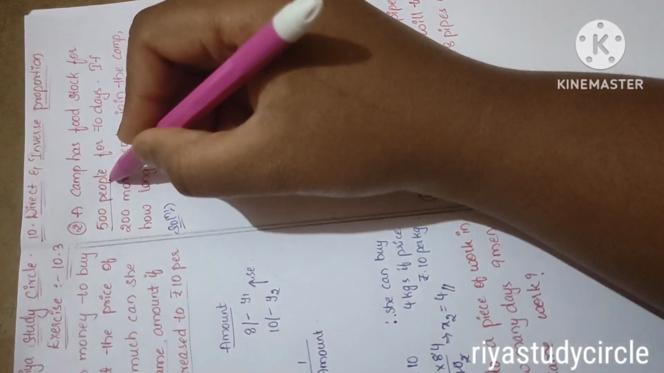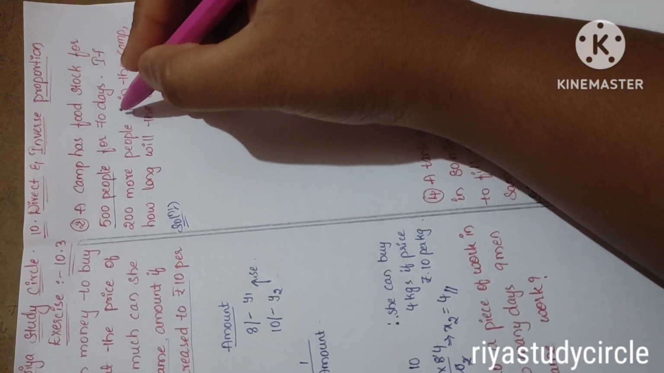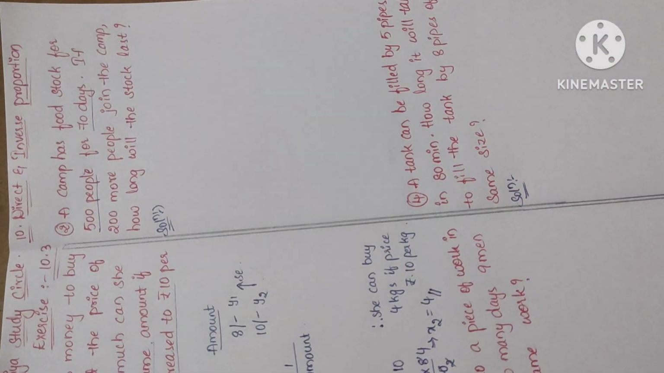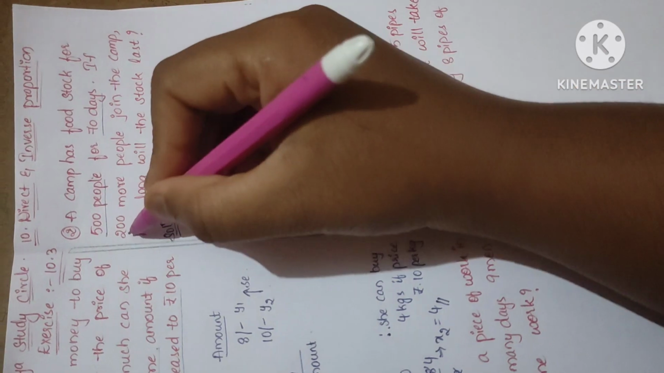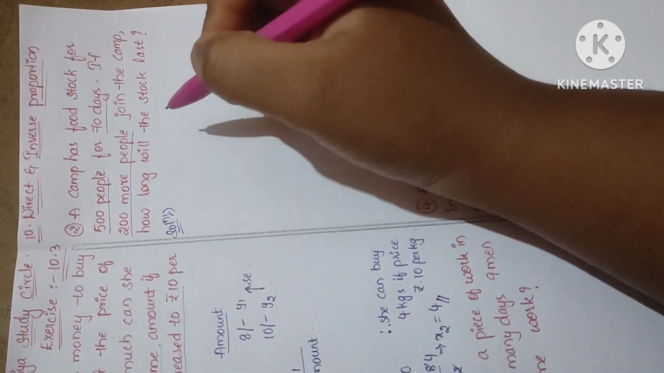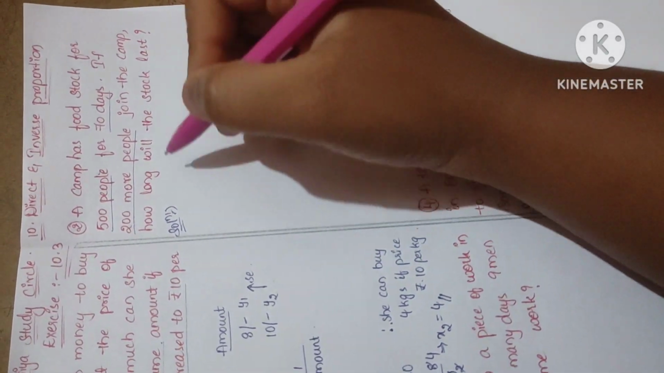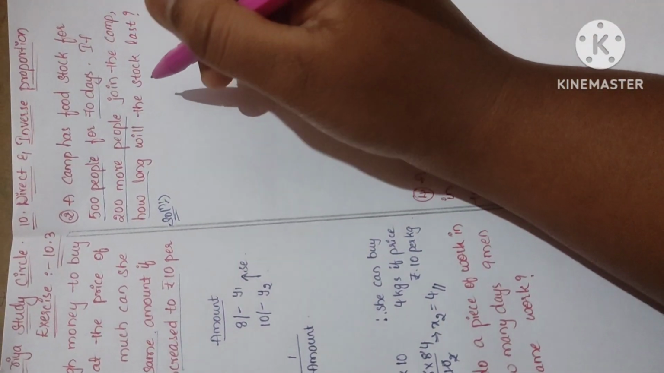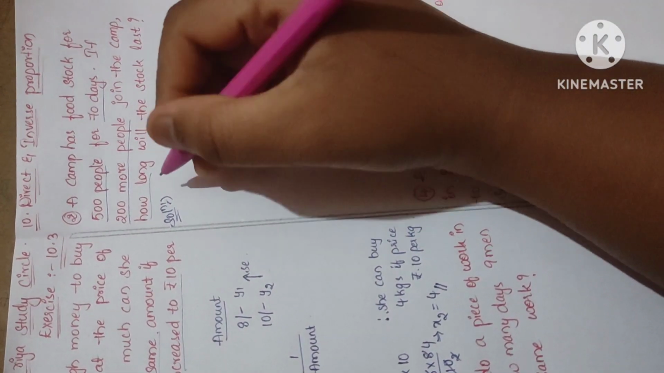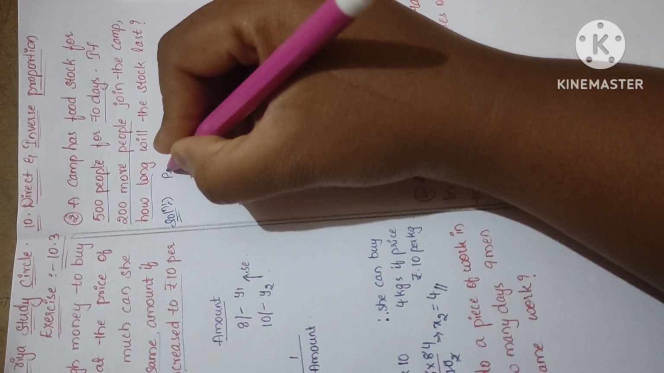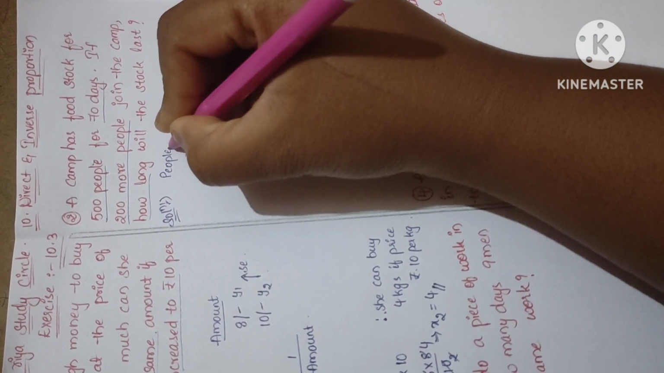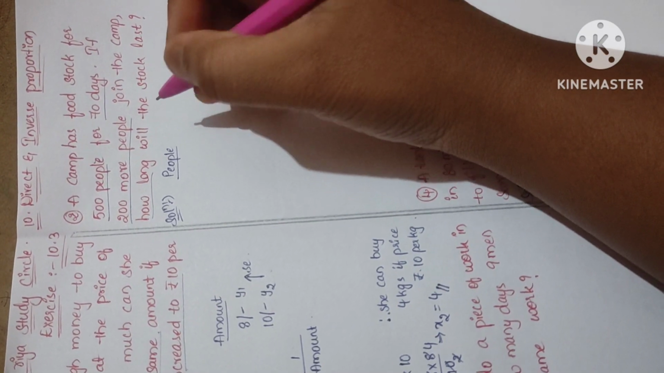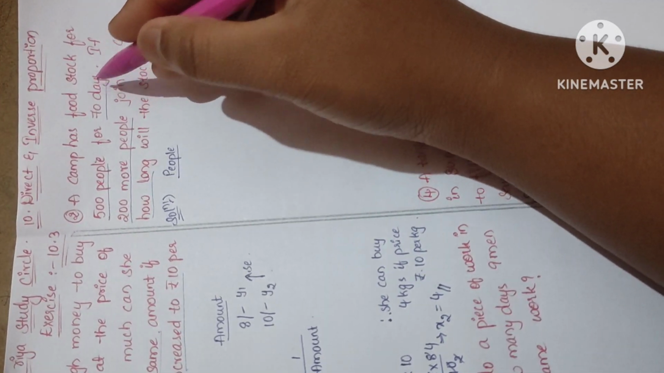A camp has food stock for 500 people for 70 days. If 200 more people join the camp, how long will the stock last? So if you see, for 500 people it will last up to 70 days. If 200 more people join, that means, here is the trick, we have to add this 200 to the actual 500 people. So here let's see the solution.